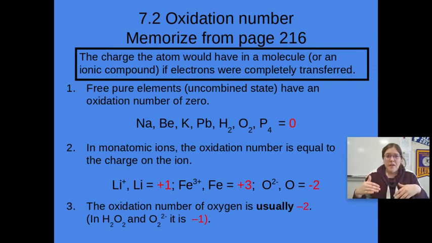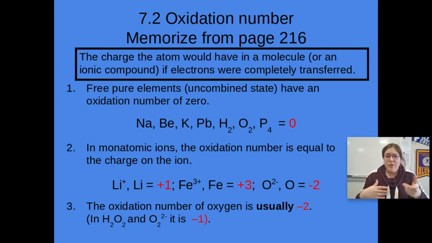Okay, so I've got the first 3 rules here, right? So the charge of the atom would have in a molecule or an ionic compound if electrons were completely transferred. Now we know sometimes they are only partially transferred because sometimes they are shared, right? Especially with those covalent compounds, those nonmetals, right? A nonmetal plus a nonmetal, they share those electrons. So we have some different situations, different scenarios here.